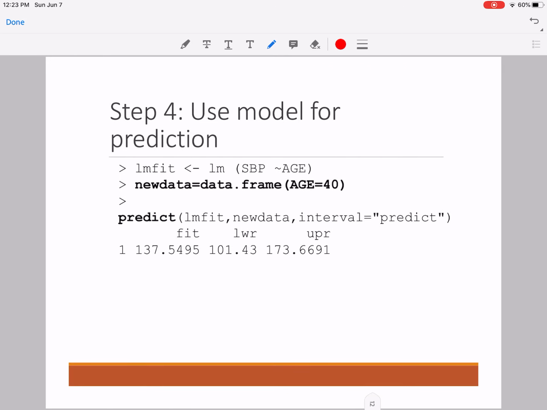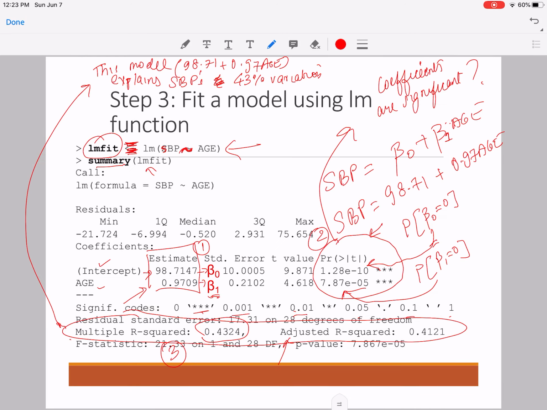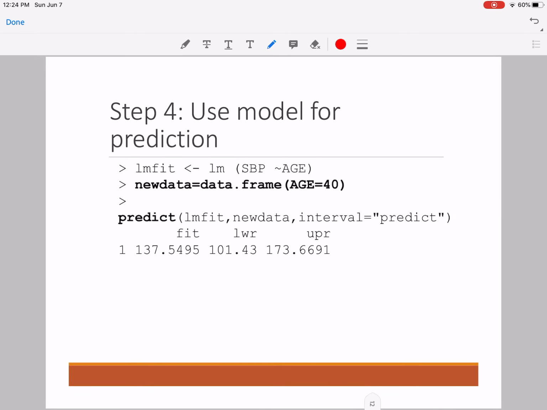You can perform prediction using this model in many different ways. A straightforward method is to directly use whatever formula you have identified and just plug and chug the values. In R, there's a more sophisticated method. For example, there's a function called predict, which helps you predict the dependent variable given the independent variable. So I can create a new data frame where I would like to predict the systolic blood pressure for age equal to 40. And then I can use this function called predict. I supply the linear model that I fit and the new data frame comprising age equal to 40, and I would like to perform a prediction.